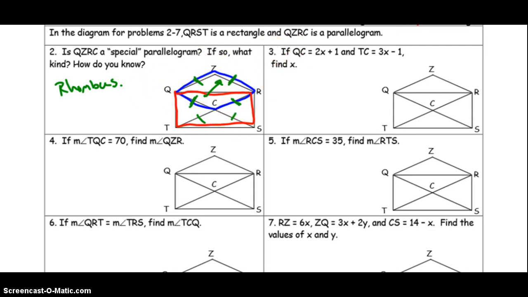Question 3. If QC equals 2x plus 1 and TC equals 3x minus 1, find x. Well, again, we'll write these down. So you've got 2x plus 1 as this length right here, and we've got 3x minus 1 as that length right there, TC. And remember, from our last problem, we just talked about how the diagonals of a rectangle are congruent. So this length, 2x plus 1, will be congruent to this length, 3x minus 1. So we can write an equation, 2x plus 1 equals 3x minus 1. And if you solve this for x, you should get x equals 2.